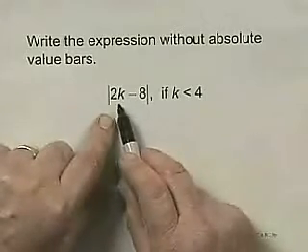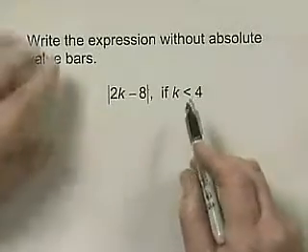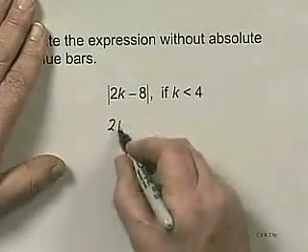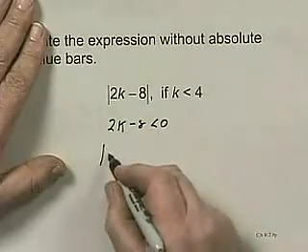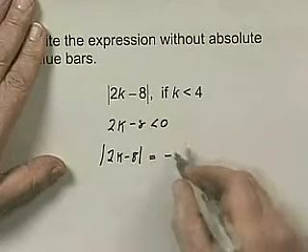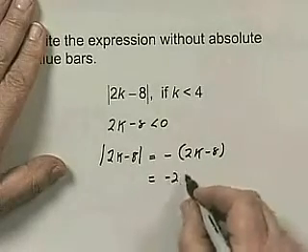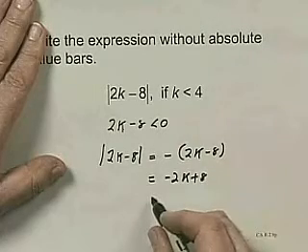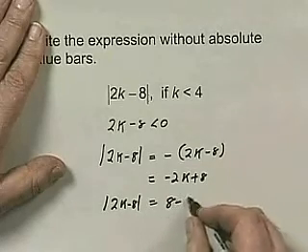Let's try an example. Write the expression without absolute value bars. We want to evaluate the absolute value of 2k minus 8 if k is less than 4. Well, if k is less than 4, 2k minus 8 will be less than 0. So going back to our definition, since 2k minus 8 will be negative, the absolute value will equal the negative of 2k minus 8. And that will be negative 2k plus 8, or the absolute value of 2k minus 8 can be written as 8 minus 2k.